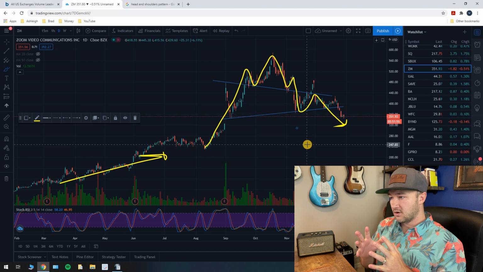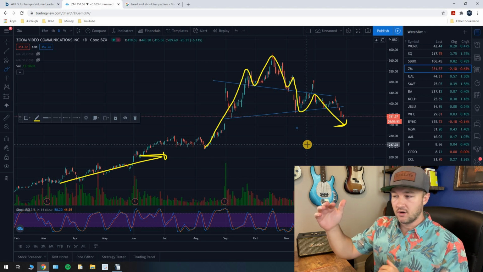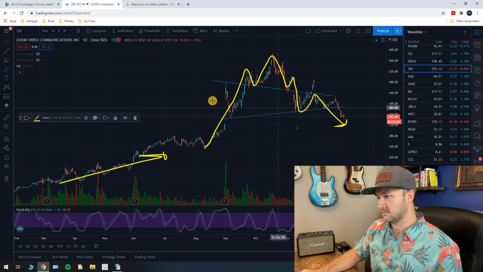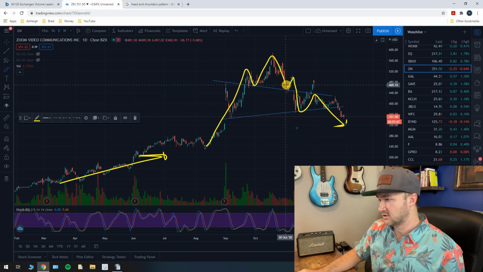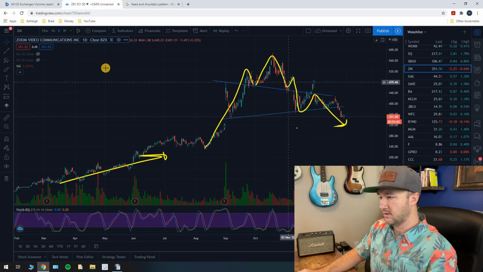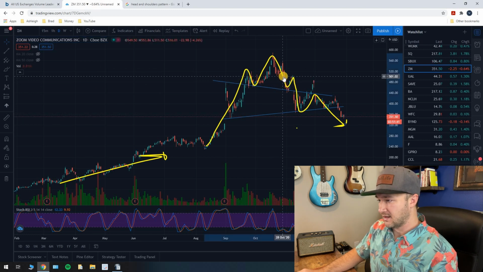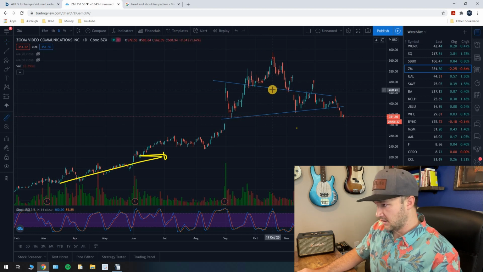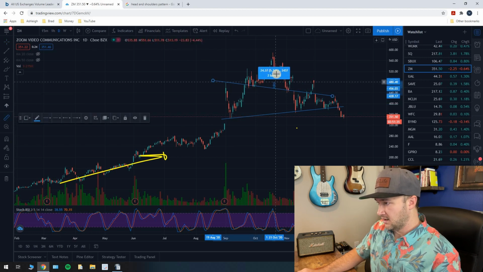So let's go ahead and measure that distance from the neckline to the head so that we can get a price target on this head and shoulders as well. All right, so I'm gonna clear off that squiggly just to kind of clean it up a bit so that we can get a good look at that head price. All right, so we are gonna grab our neckline right here, measure it up to the head.